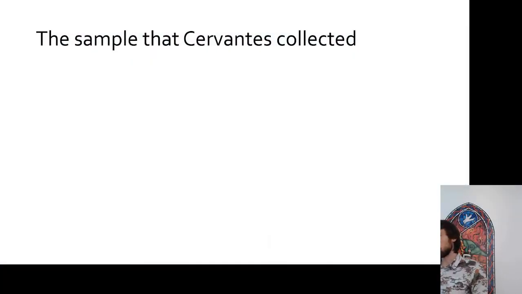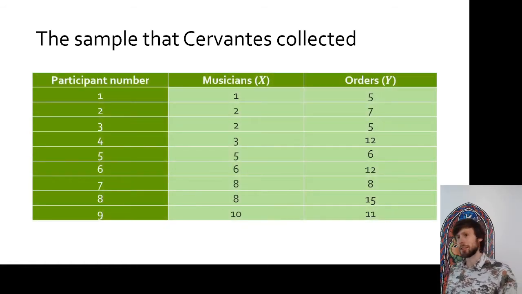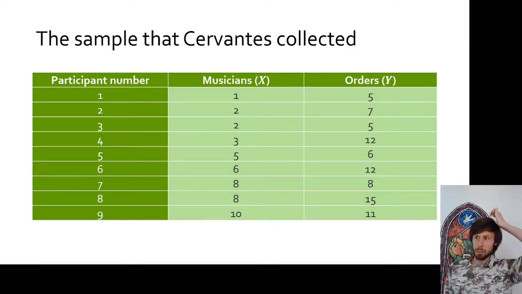We should take a look at how you calculate this thing, now that we have a grip on its general behavior. So then we need some data, we need some numbers to work with. Data! This is the data that Cervantes collected. 9 participants, as I told you, and we can see how many musicians were playing for them, as well as how many orders they completed.